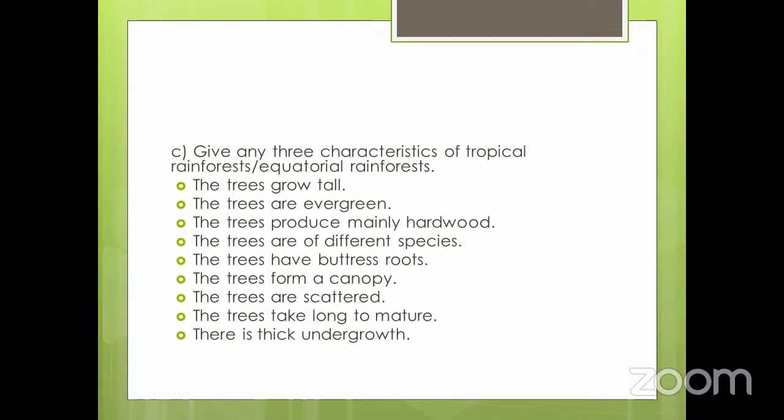Okay, those are the characteristics of equatorial rainforest. One, we are saying that trees grow tall. Why do they grow tall? The reason is they compete for sunlight. Then number 2, we are saying the trees are evergreen, meaning that they are evergreen throughout the year. Reason being they receive plenty of rainfall. Then number 3, trees produce mainly hardwood. Why do they produce hardwood? The reason is they take long to mature.